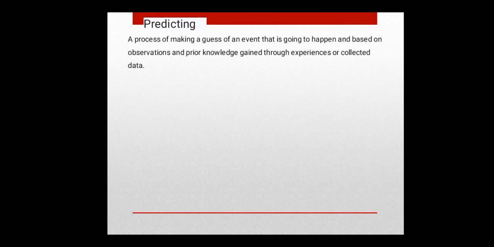Okay, next, predicting. Predicting is the process of making a guess about what will happen based on our observation and prior knowledge, previous knowledge. From our experience, we guess what will happen. The guess must be logical, obviously.